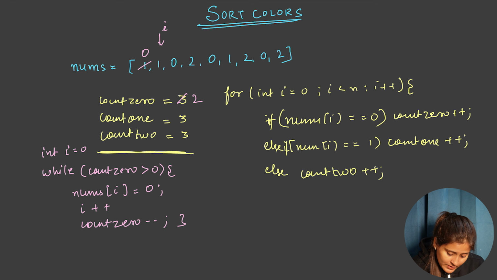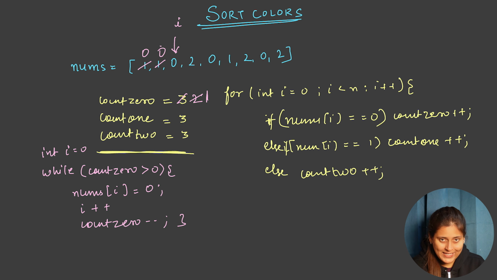Now again here we will check if our count 0 is positive. Yes. So nums of I we will put it with 0. So again we will override this nums of I with 0 and we will move this I plus plus, correct? So I will be moved from this position. So now we will again decrease the count 0 and it will be 1.